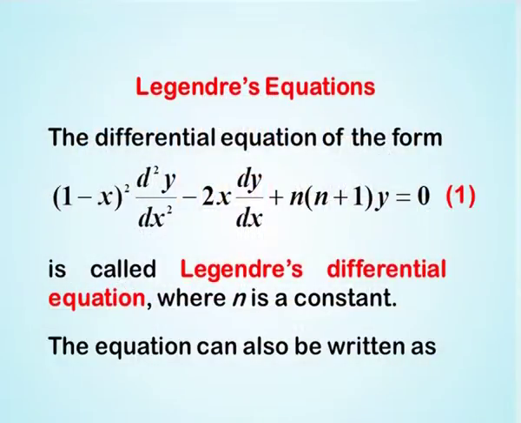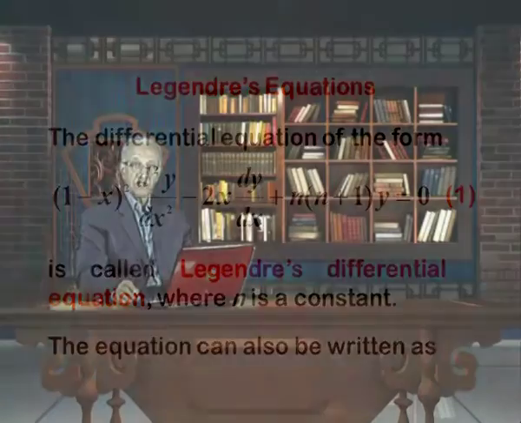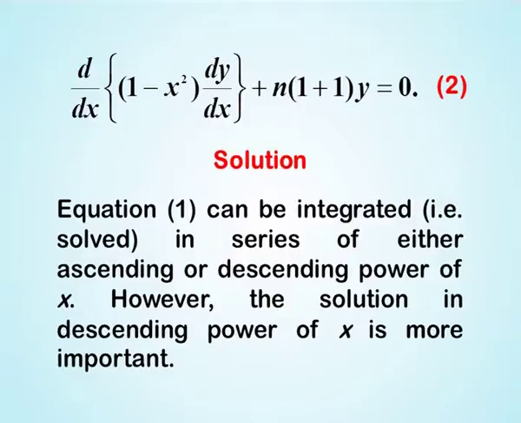We come to the Legendre equation. As you can see, equation 1 is a second order differential equation. This is what is called Legendre's differential equation, n being a positive integer, in other words, n is a constant. This equation can be written in this fashion also: if you differentiate with respect to x the whole thing within the curly bracket, then you get the same equation as given in equation 1.